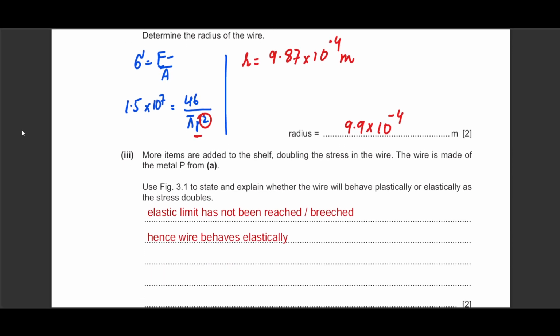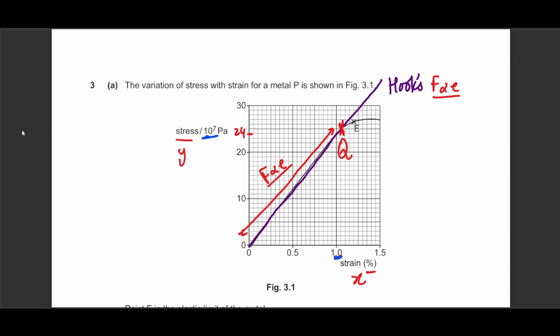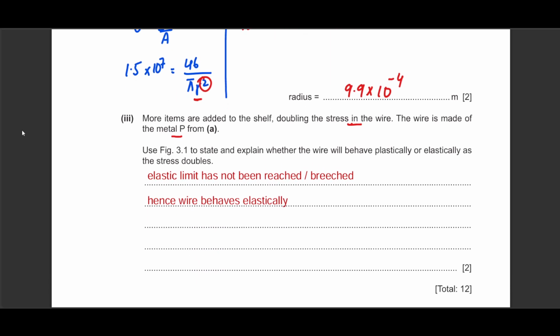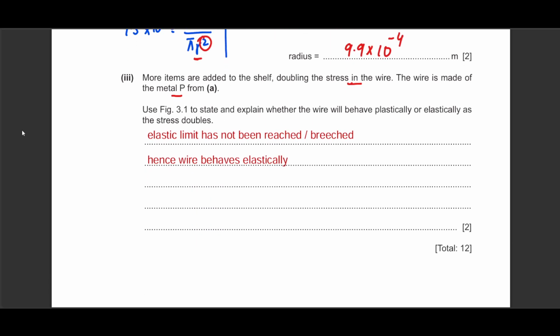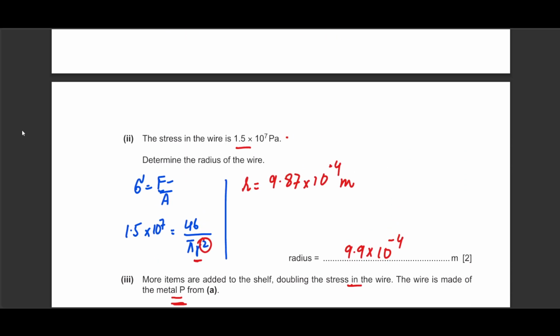More items are added to the shelf, doubling the stress in the wire. The wire is made of metal from P. So if we go back to P, it is the same material as shown in this graph. It's a wire of metal P. So use figure 3.1. Now be careful, we have to go there. State and explain whether the wire will behave plastically or elastically as the stress doubles. Now, right now, the stress is 1.5. If it is doubled, it becomes 3 into 10 raised to the power 7 pascals.